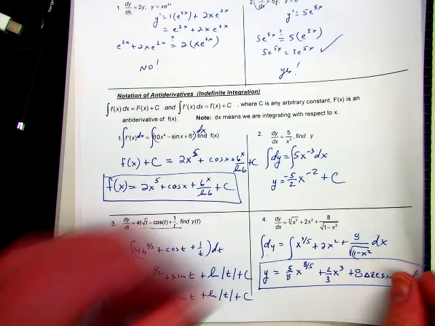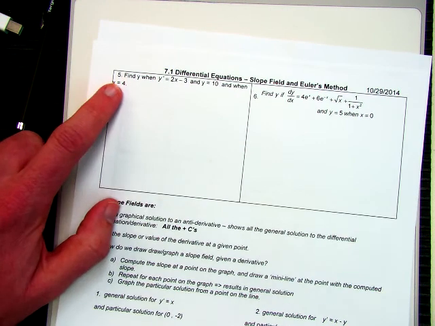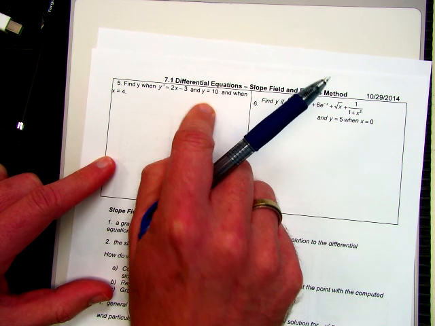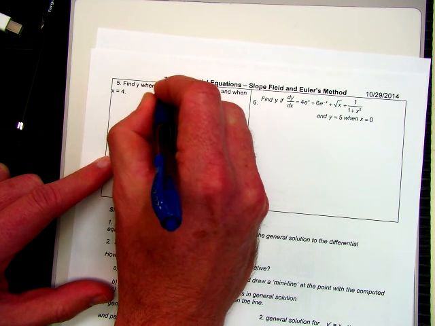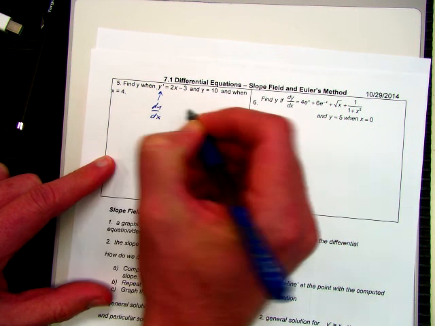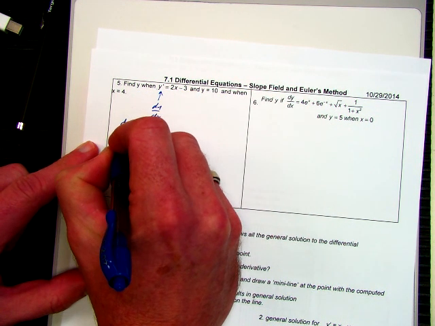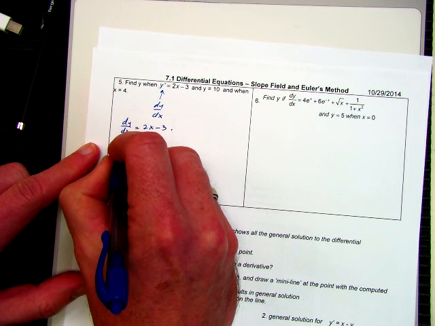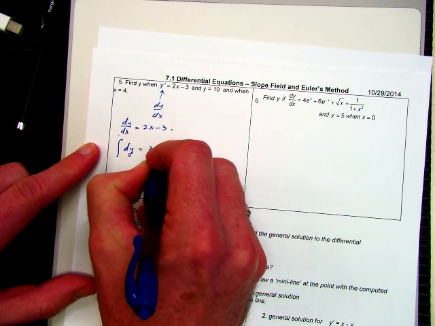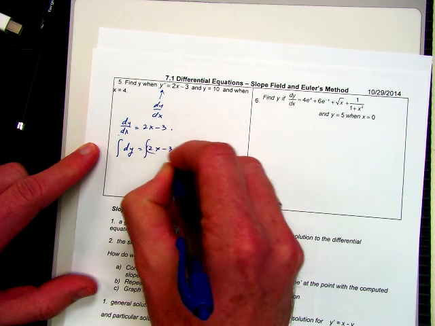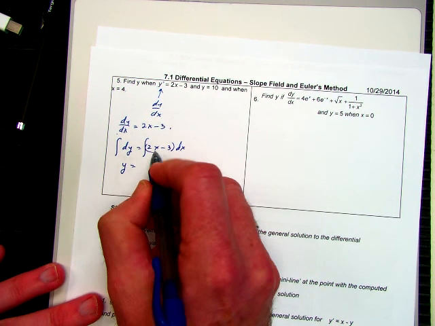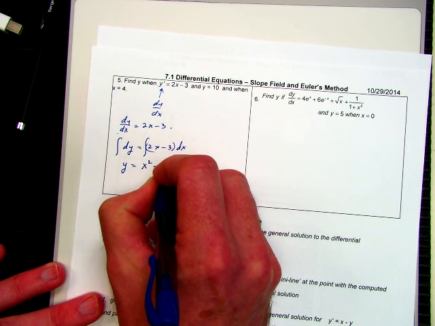All right, so if I go back over here, we're going to do initial value questions here. Number 5 says we're going to find y when y prime is this, and we're also given an initial condition. Okay? So this is really dy/dx, so I really have dy/dx is equal to 2x minus 3. Now I've got to separate the variables, so I'm going to bring the dx over here. So I get the antiderivative of dy is equal to the antiderivative of 2x minus 3 dx. Okay? So therefore, y is equal to x squared minus 3x plus some constant.